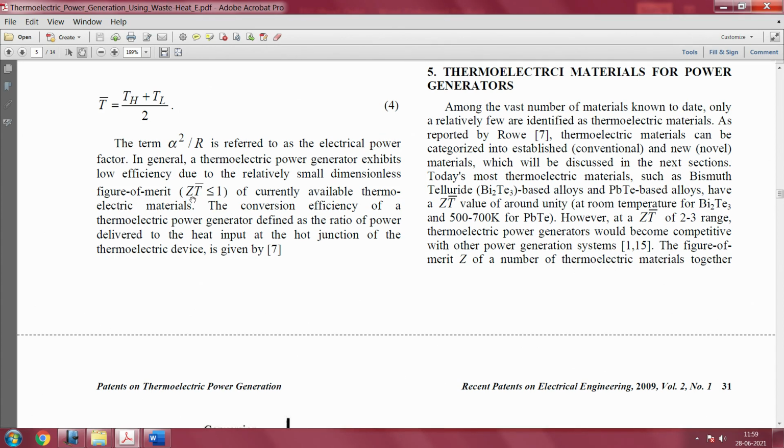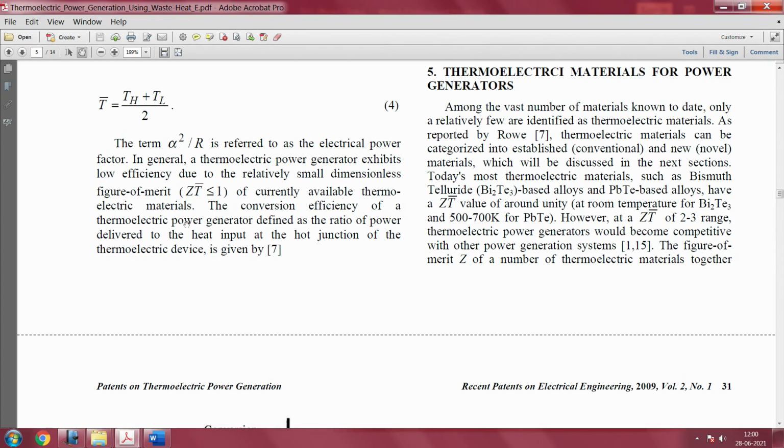And if this ZT dash becomes 2, 3 and all that, it is fantastic. You will have very high conversion efficiency, so good that it becomes comparable to other energy harvesting sources as well. So the problem is this ZT dash is less than or equal to 1, and that is the trouble case.